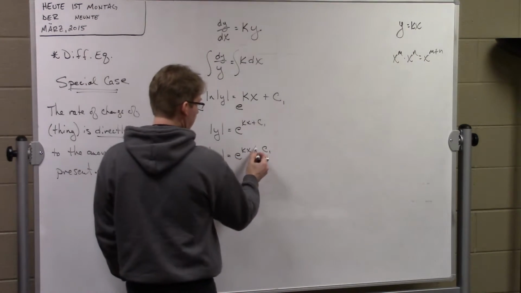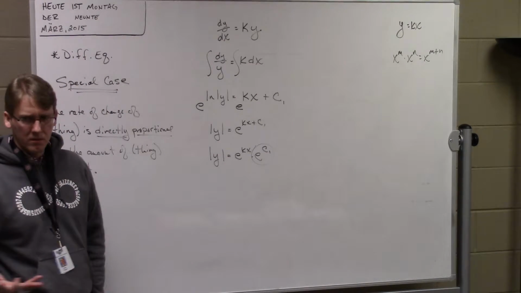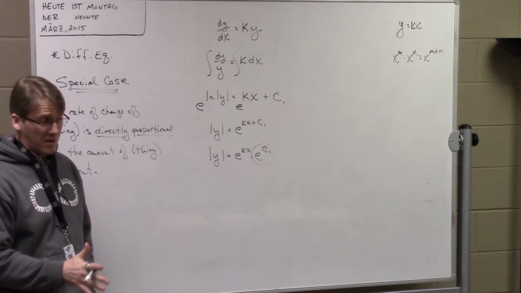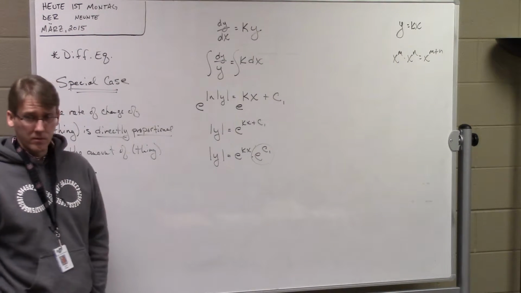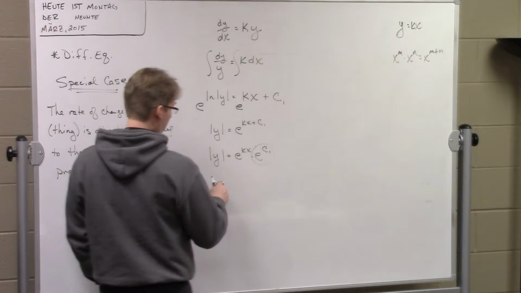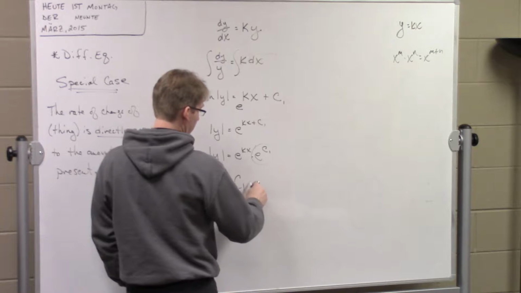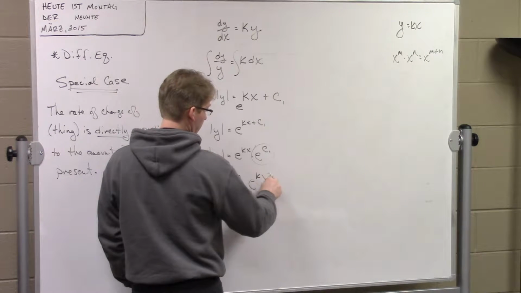This part right here, C1 just represents a random constant. It's some random number I do not know. If I do e, which is a number, to a random constant, I just get a number, okay? So we will call that constant 2, C2, times e to the kx.